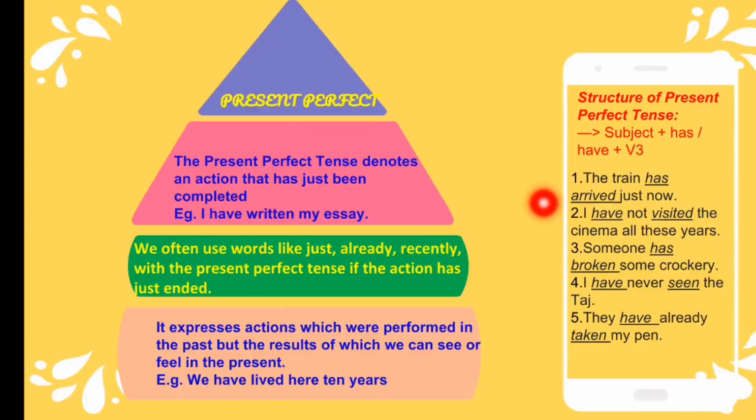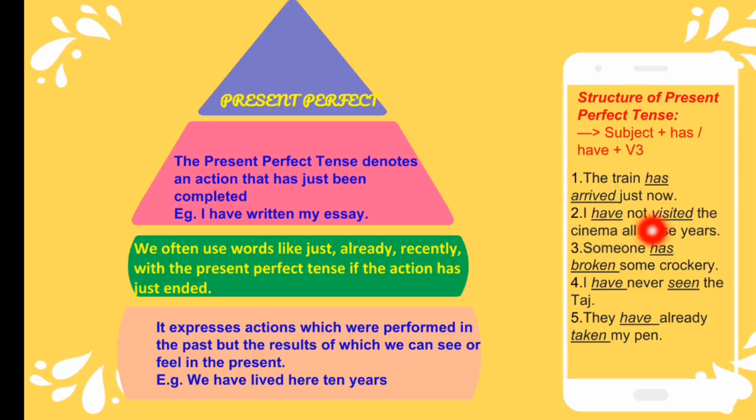Examples of present perfect tenses are given over here. The train has arrived just now. Has is a perfect, right? Has plus V3 form of the verb is used over here, and you can see the word just over here also. Just now. I have not visited the cinema all these years.